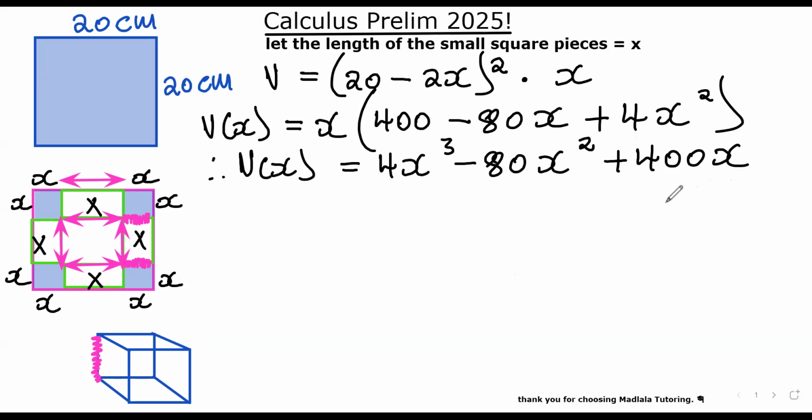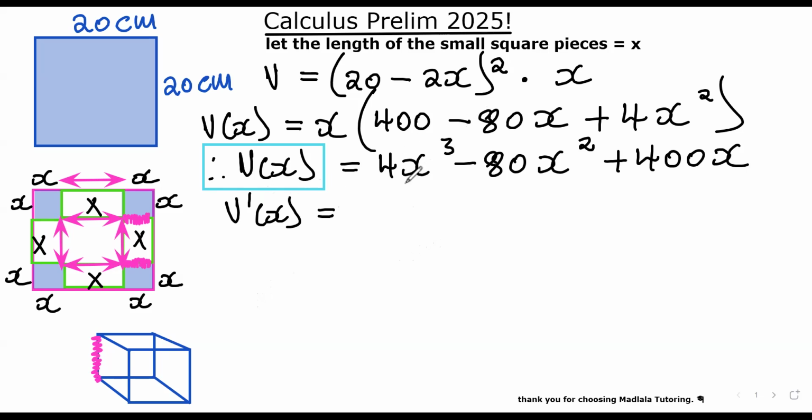Now that I have my volume function, I remember they said for which the volume is a maximum. And we know that every time we hear the word maximum or minimum, we understand that they're referring to the turning points. And at the turning points, that's where the derivative is equal to 0. So this means we need to differentiate the volume function.